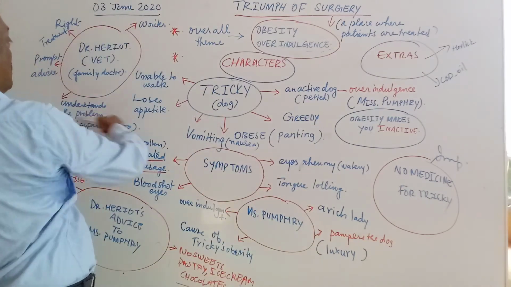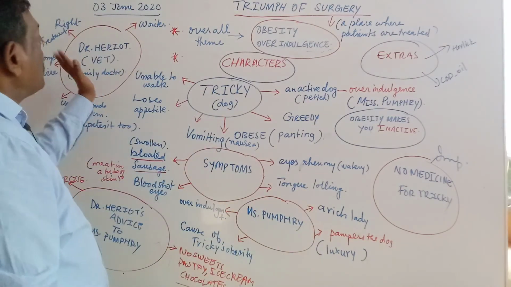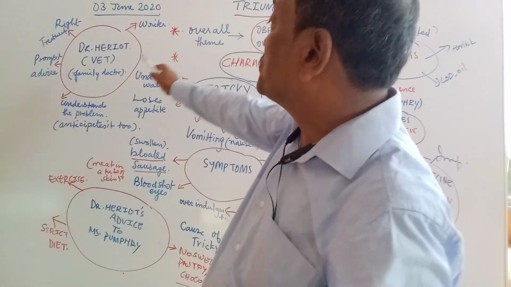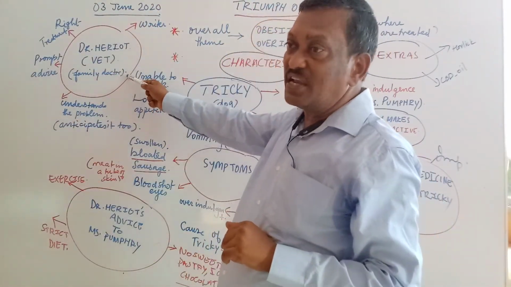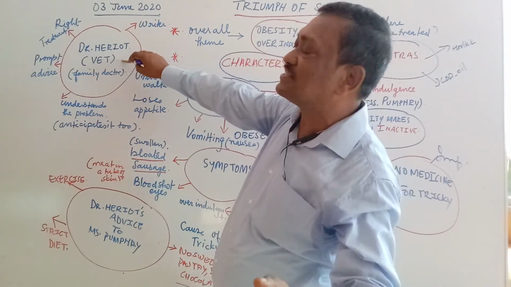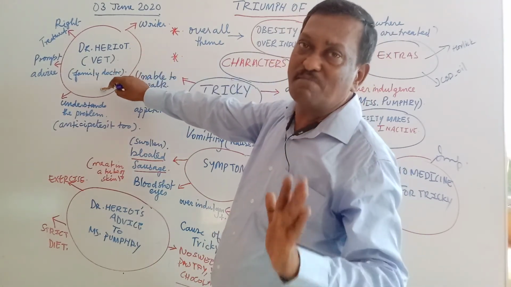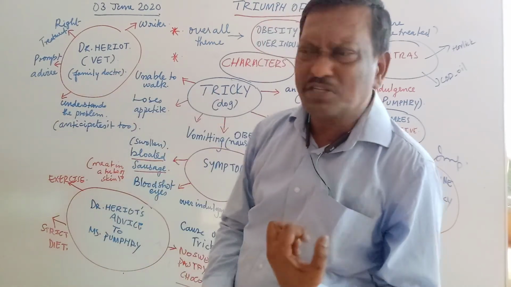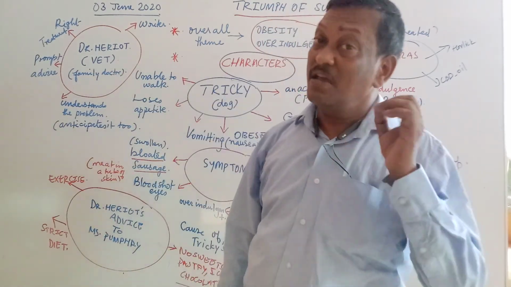And then remember to have a discussion, remember to have a reading, remember to go through the character of Dr. Harriet. The role that he plays as far as the recovery of Tricky is concerned is very important. That can be a kind of question. We will discuss all these questions and also the remaining part of the lesson in the next class.